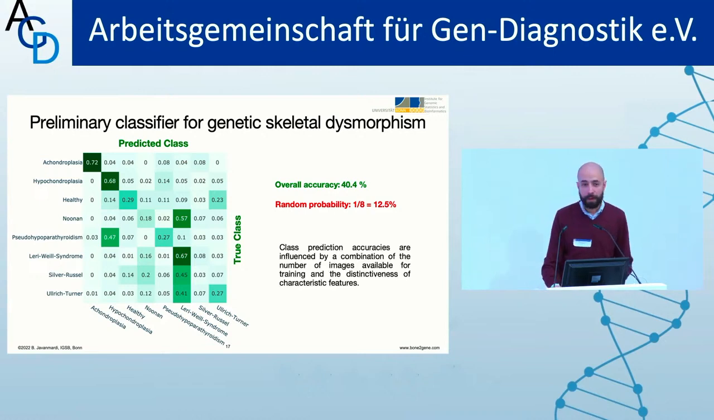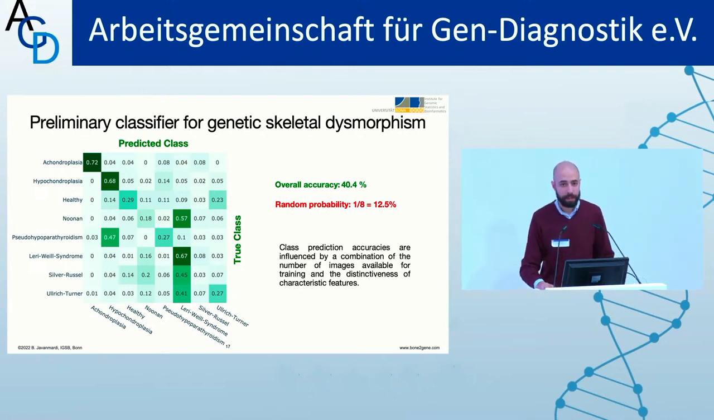But we know that there are 2 points that influence the performance of any machine learning model and classification. One is the amount of data that you have per class, and another, in this case of images, how distinct the features of different classes are. And in fact, this confusion matrix can tell us about some of the similarities between different classes.